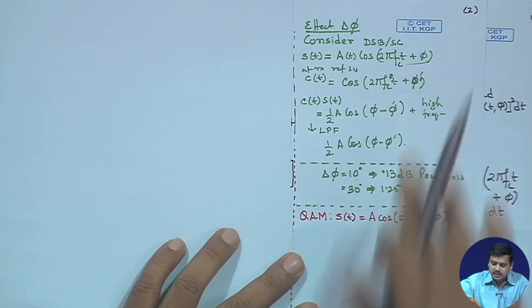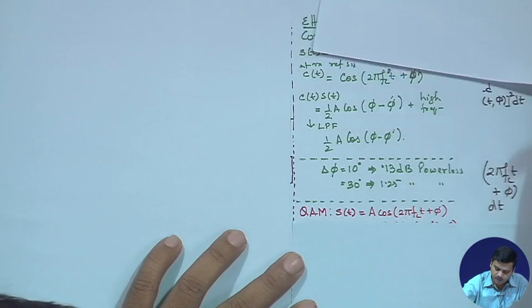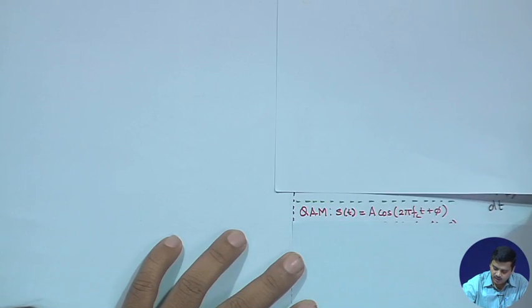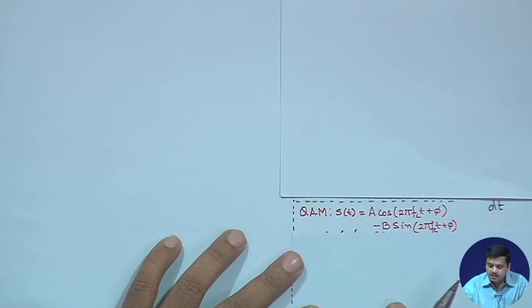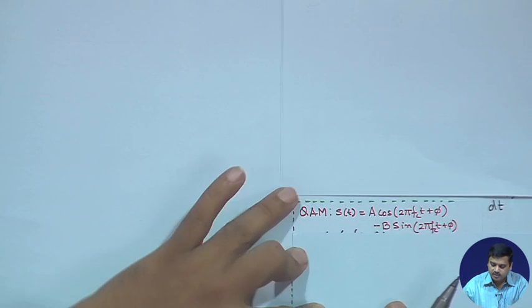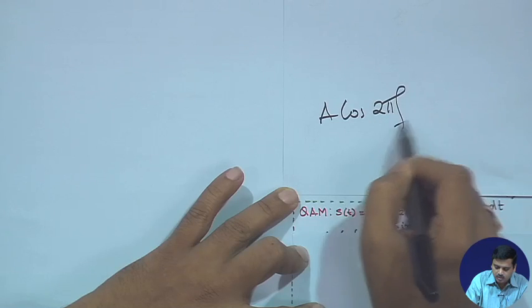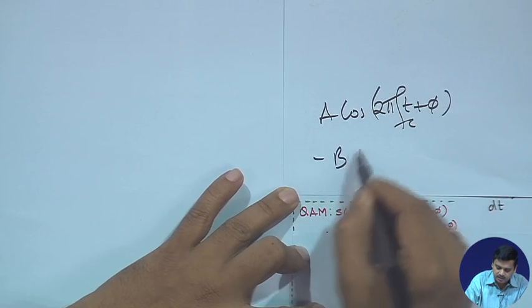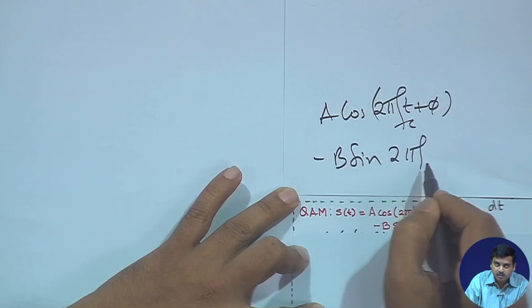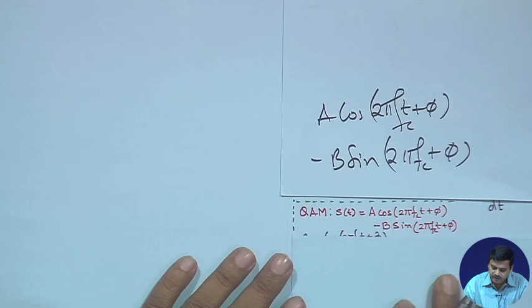So, now instead, if we consider a QAM constellation, if we consider a QAM signal, we are going to have s(t) equals A cos 2 pi f c t plus phi minus B sin 2 pi f c t plus phi, right. So, this is the typical expression that we have, A cos 2 pi f c t plus phi, and this is the carrier, minus B sin 2 pi f c t plus phi, right. This is what we have written in red.